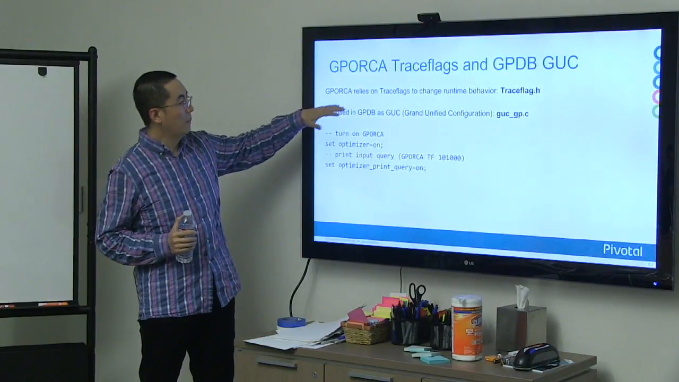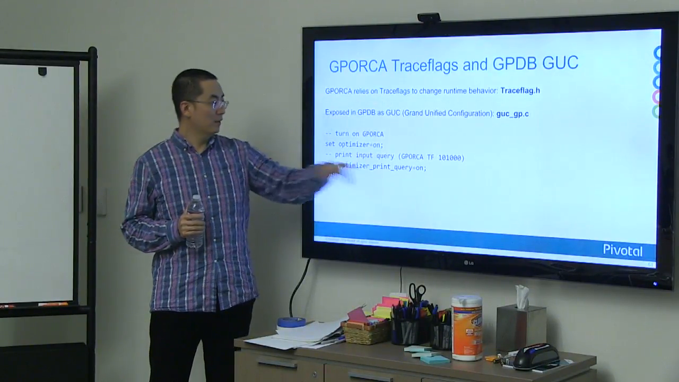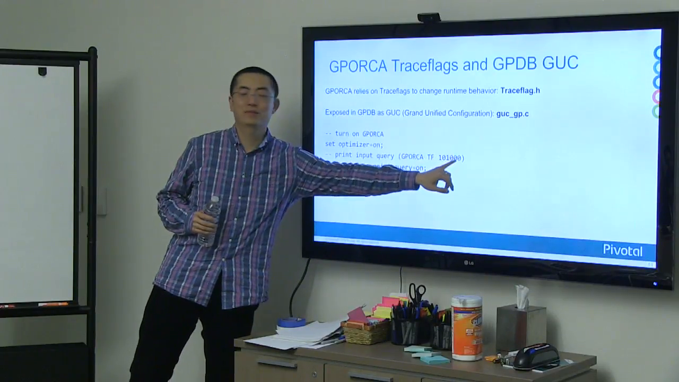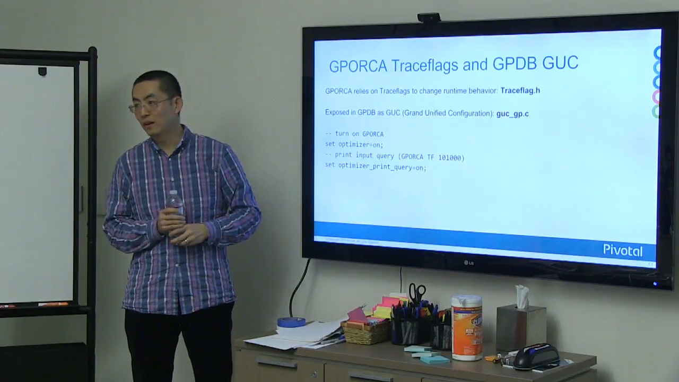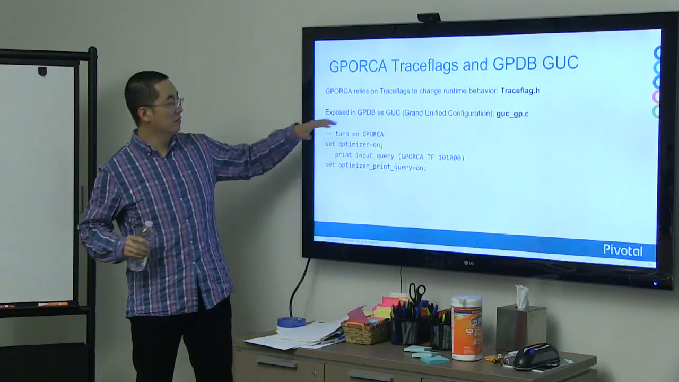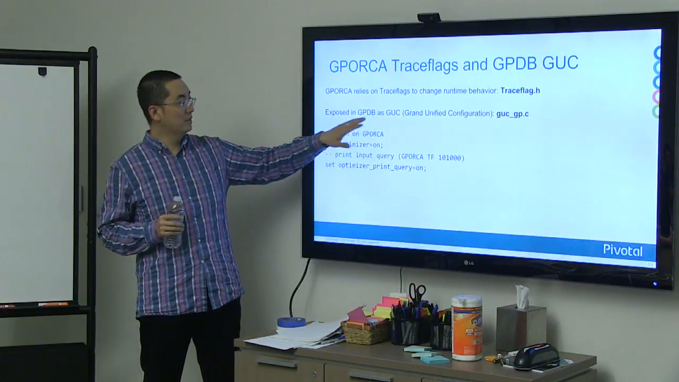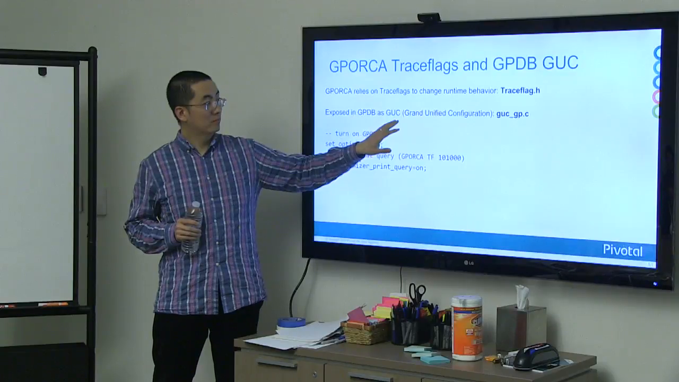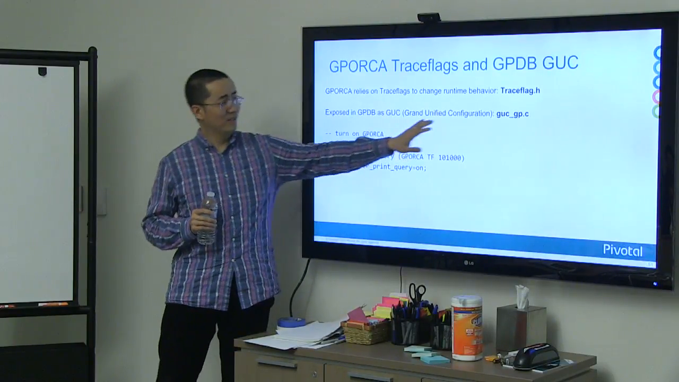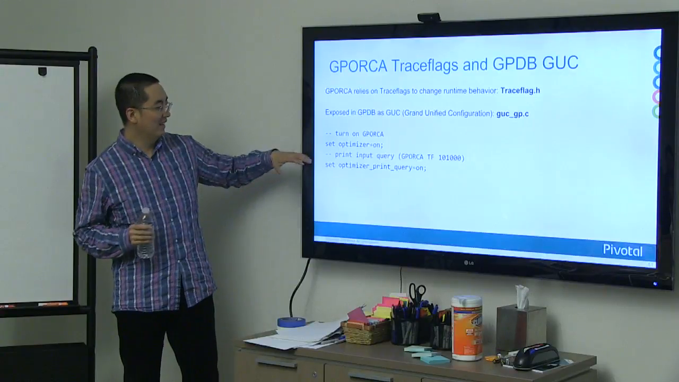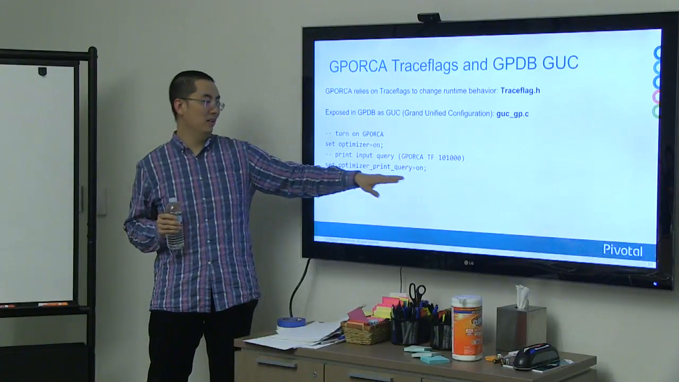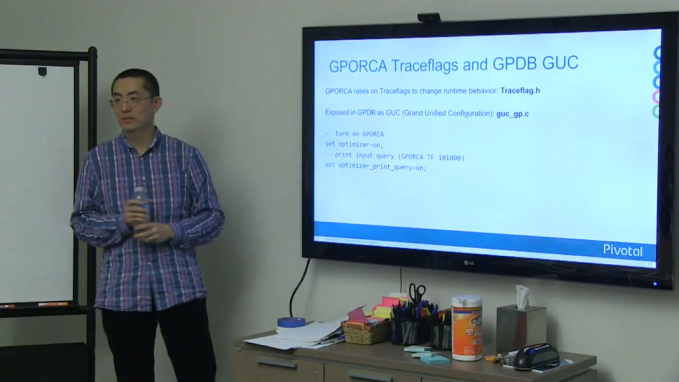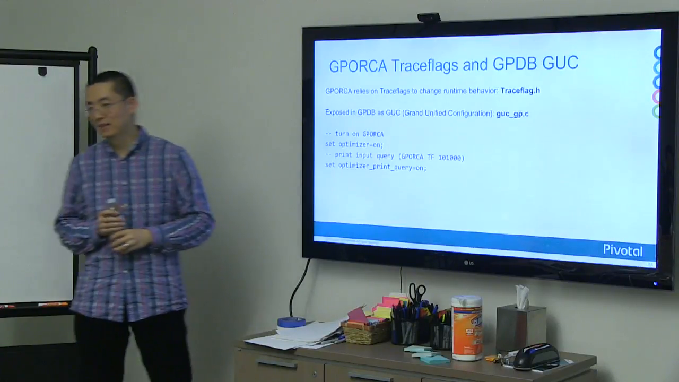One is the traceflags.h, which you can go there and see a lot of numbers like this, 101000, 101001, and so on and so forth. They all change the behavior of GPORCA. And for ease of debugging or narrowing down through GPDB, most of them map to a GUC, the Grand Unified Configuration. So basically in here you can say, I want to use GPORCA, set optimizer on, and I want to actually see the query where ORCA was used. So you turn this one on, and when you run it, you'll actually see the query input.